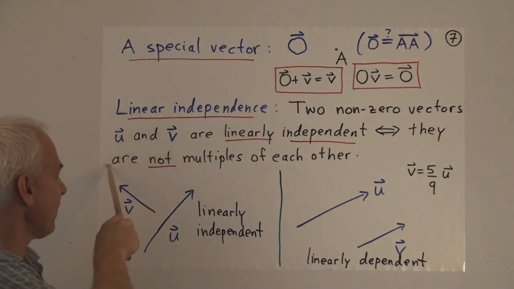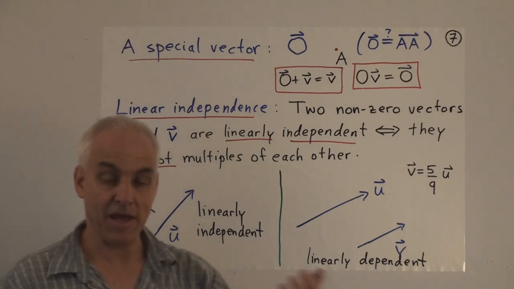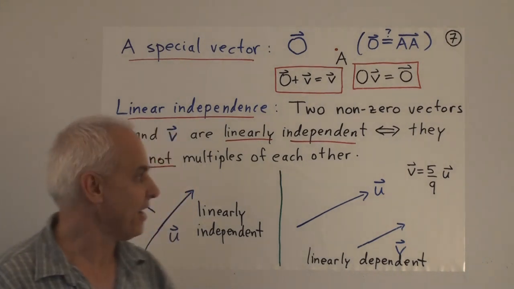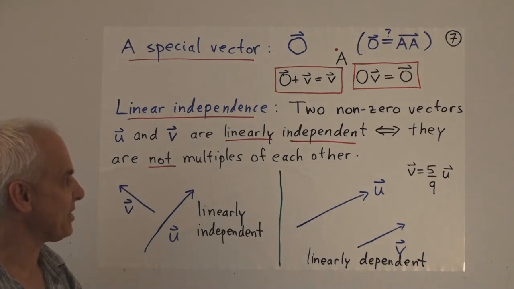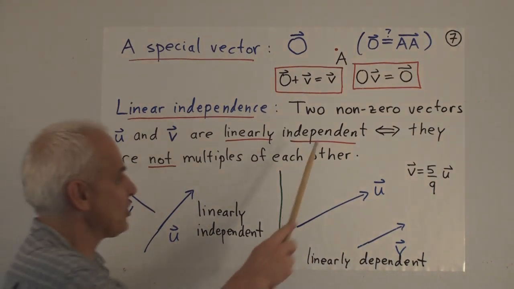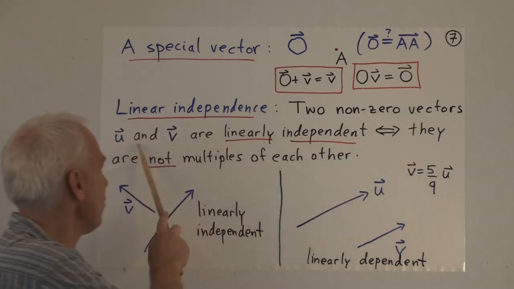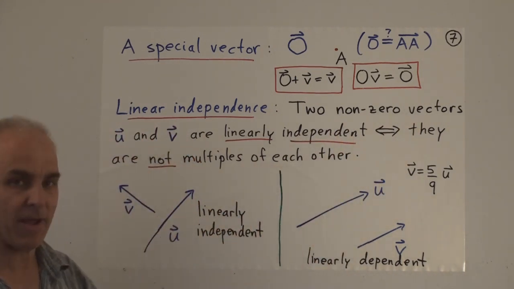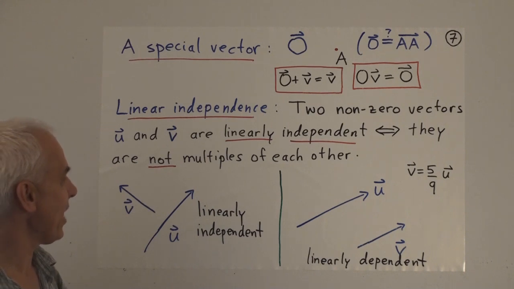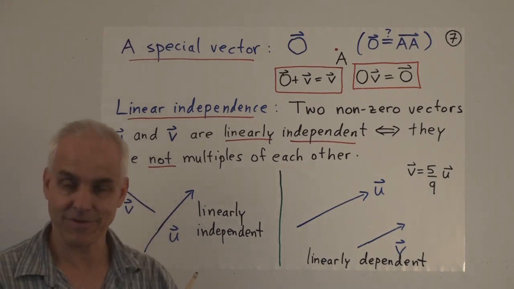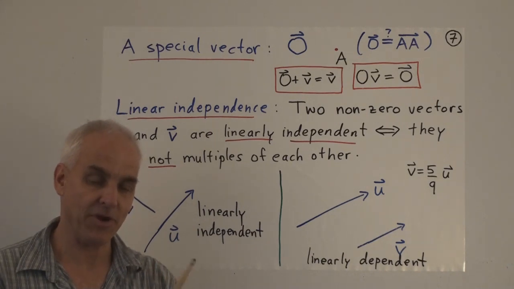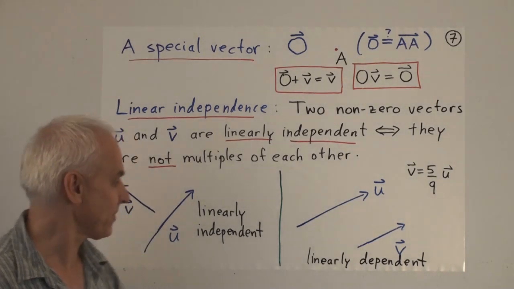And here's another very important concept that's going to play an increasingly crucial role as we develop linear algebra. It's the idea of two vectors being linearly independent. So we say two non-zero vectors, u and v, are linearly independent precisely when they are not multiples of each other. So if they are not multiples of each other, then they're independent.